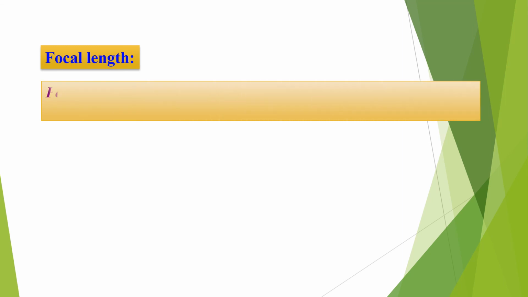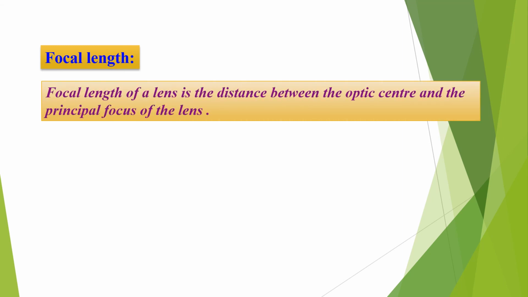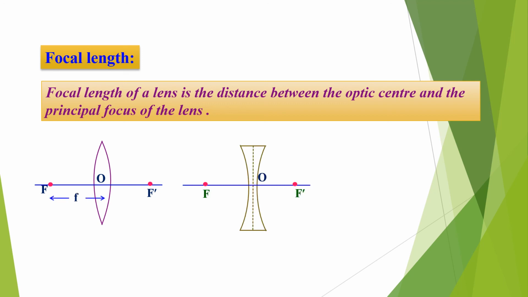Focal length. Focal length of the lens is the distance between the optic center and the principal focus of the lens. So this is the principal axis, where O represents the optic center. The distance from optic center to focus is known as the focal length. So we can take this distance as the focal length. In this case, the concave lens, there are two foci again. So the distance from optic center to focus is the focal length.